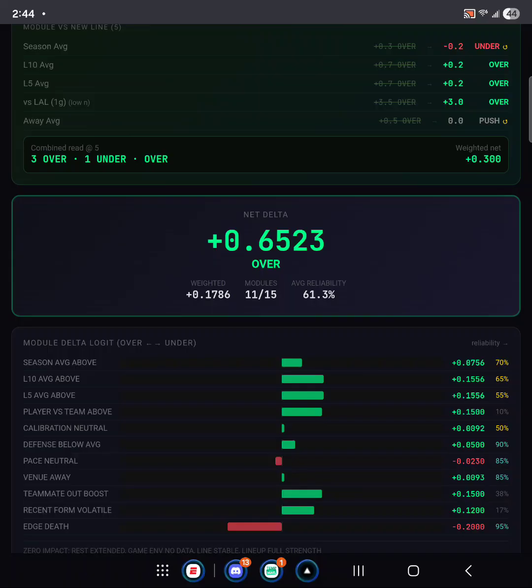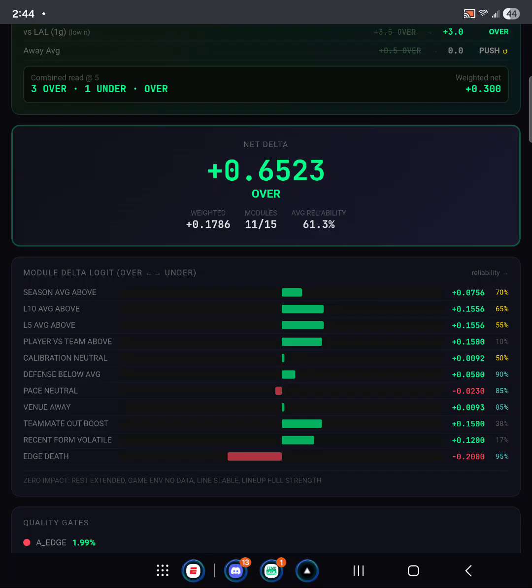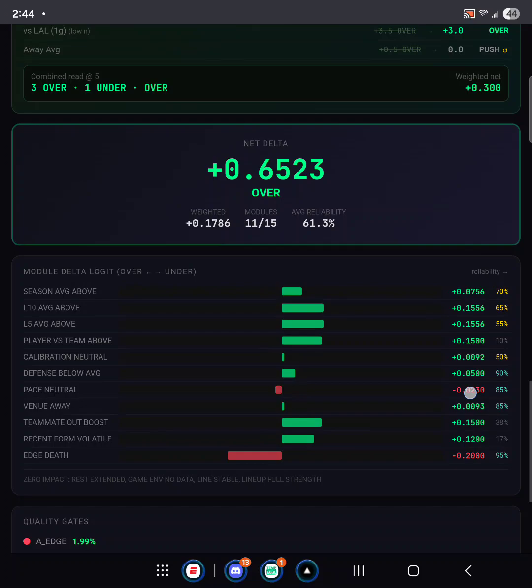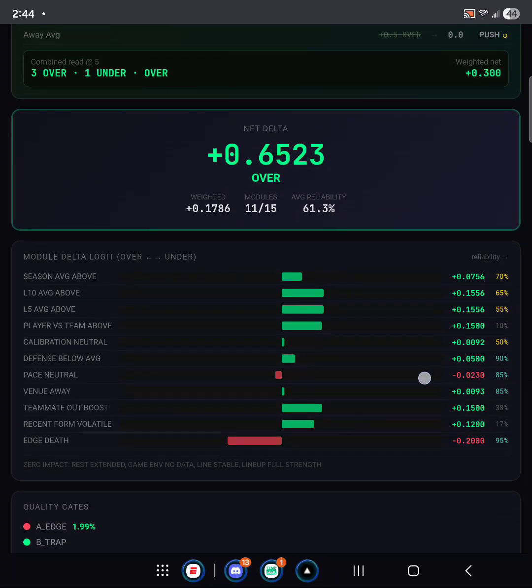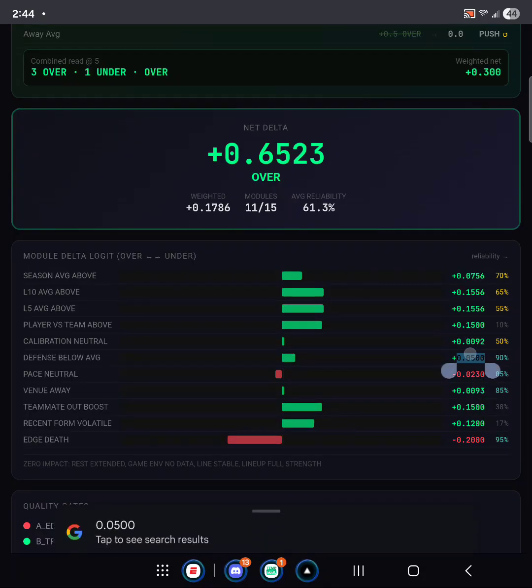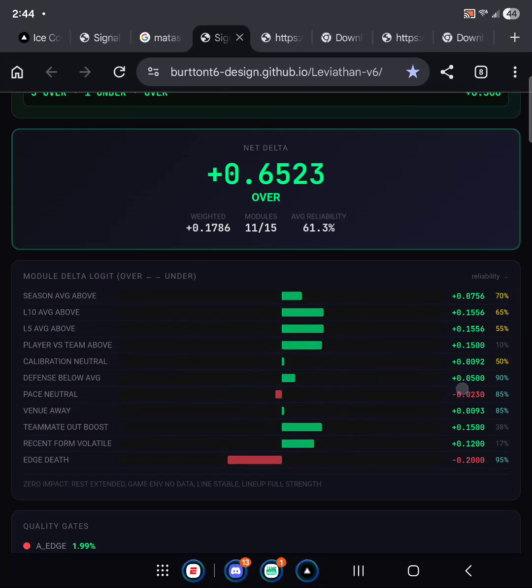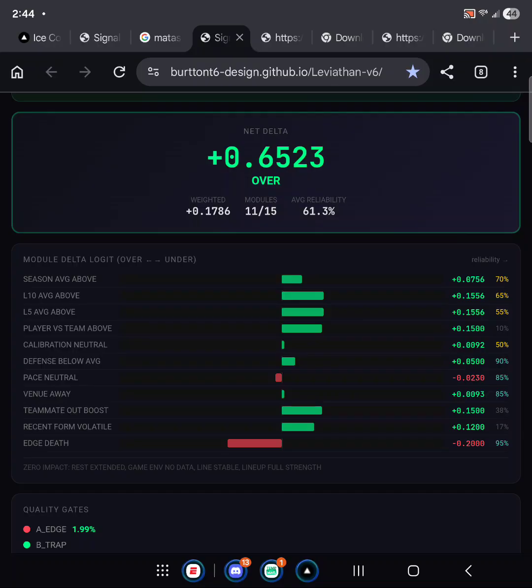But to speak about what this is, net delta and weighted delta are very important. I mentioned this in my earlier video. Net delta is going to be the weight of all these modules combined. This is going to be like, hey, all the things that could influence a decision on prediction. This is the net delta. And in the weighted delta, if you look at things that are important right here, like, hey, defense below average is 0.05. That's one of the highest ones right there, along with, hey, look at the player versus team is actually the highest ones up here. All these right here, the 0.1, 0.15, 0.15, those are the ones that carry the most weight.